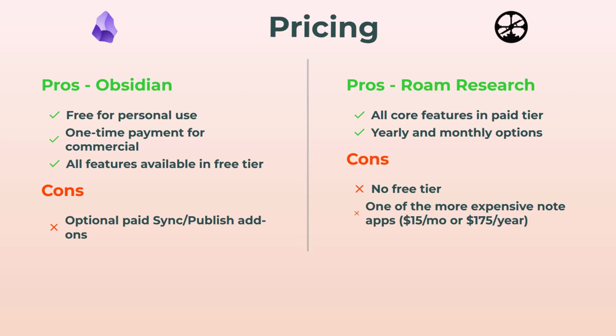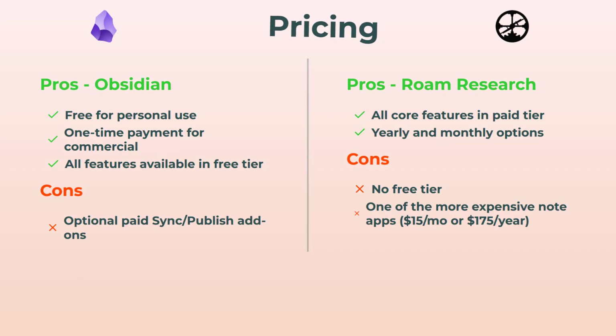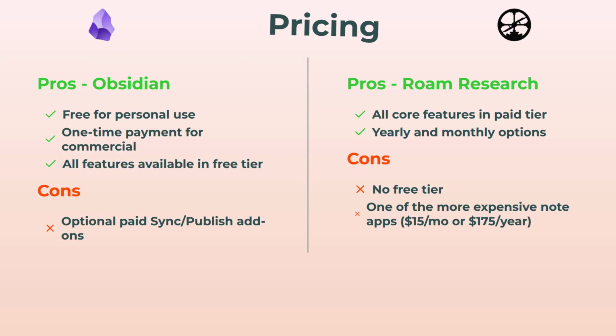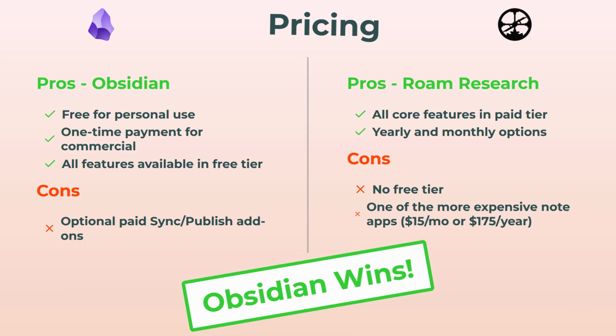Now, Roam Research, here's where things get spicy. There's no free tier at all. Yep, you gotta pay upfront. $15 a month or $175 for the year. All the essentials are in the paid plan, but oof, that price point really makes you think. So for pricing, it's a pretty clear win for Obsidian.